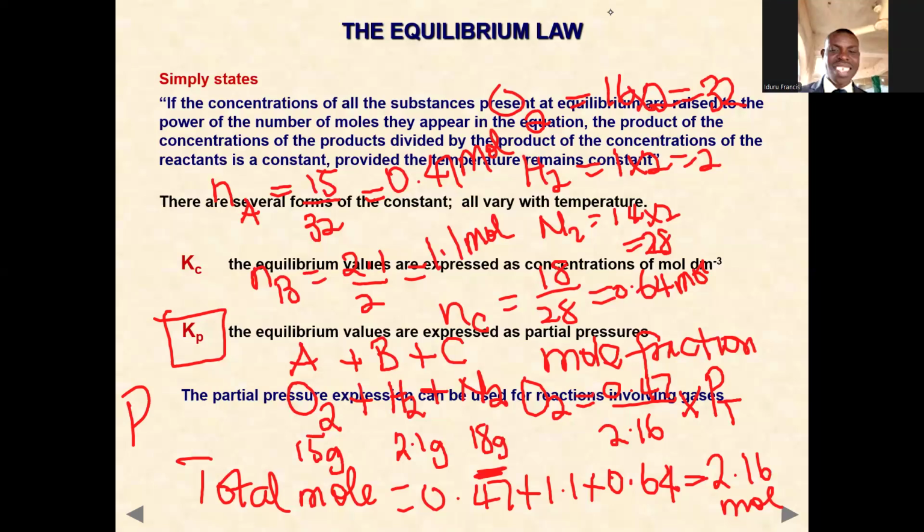So you calculate the partial pressure of oxygen, which is 0.471 over 2.16 times total pressure. You get the answer. Then you come again and do the partial pressure for hydrogen, which is 1.1 over 2.16 times total pressure. Get the answer. Then you calculate the partial pressure for nitrogen, which is 0.64 over 2.16 times total pressure. You get the three answers, and that is what you will use to calculate Kp.